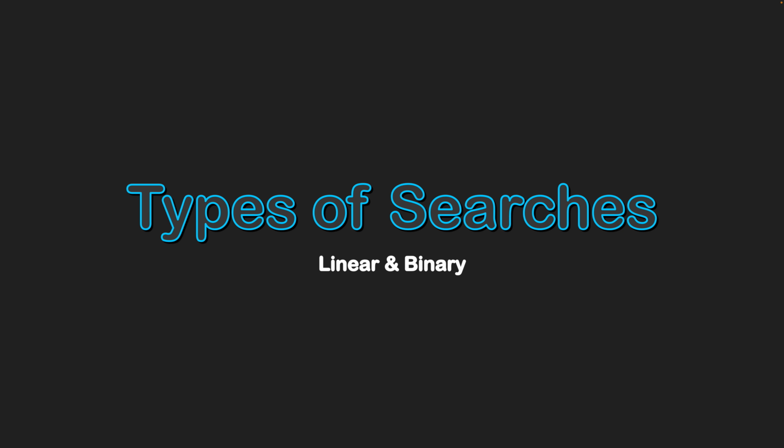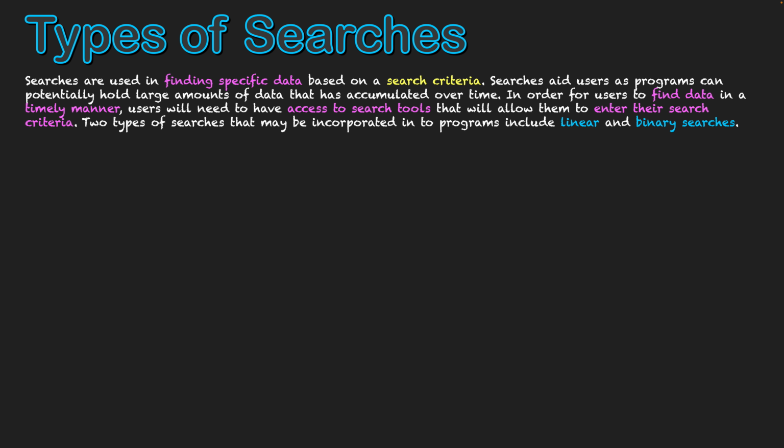Types of searches, linear and binary. Searches are used in finding specific data based on a search criteria. Searches aid users as programs can potentially hold large amounts of data that is accumulated over time. In order for users to find data in a timely manner, users will need to have access to search tools that allow them to enter their search criteria.